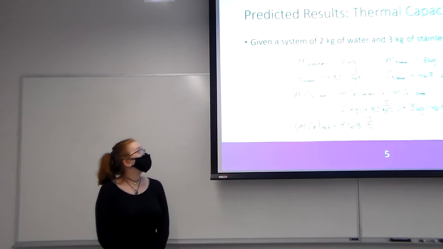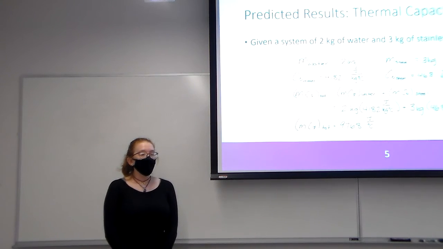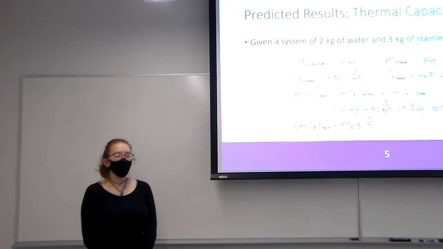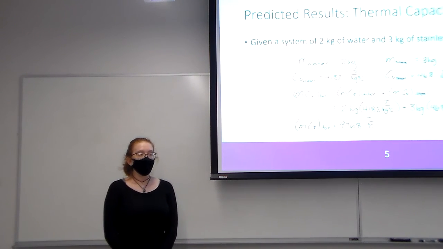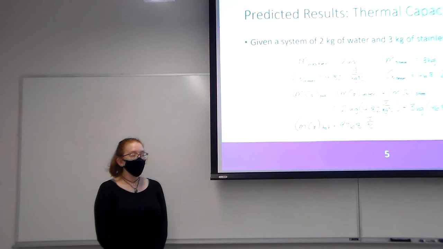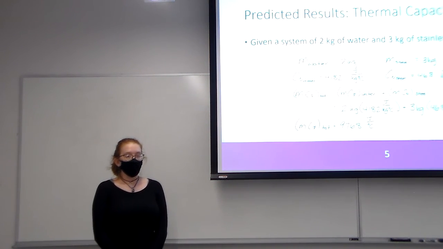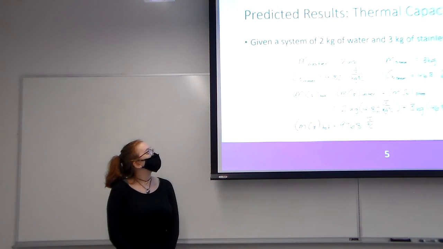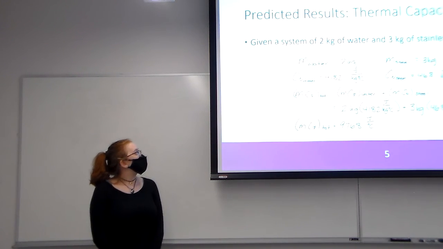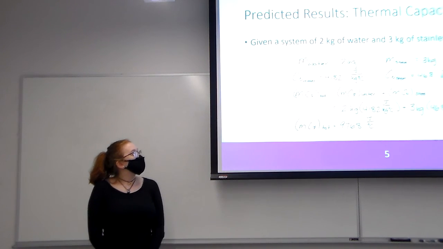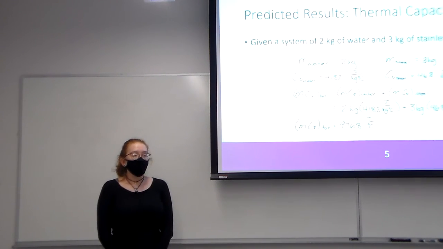So in order to better understand the experiment, we had to do example calculations. For this one, we had 2 kilograms of water and 3 kilograms of stainless steel. So we had to go to the back of the thermodynamic textbooks and get the thermodynamic properties, which you can see with the specific heat values under the masses. So what you're going to do is multiply those respectively, and then add them together to get the total system's heat capacity.